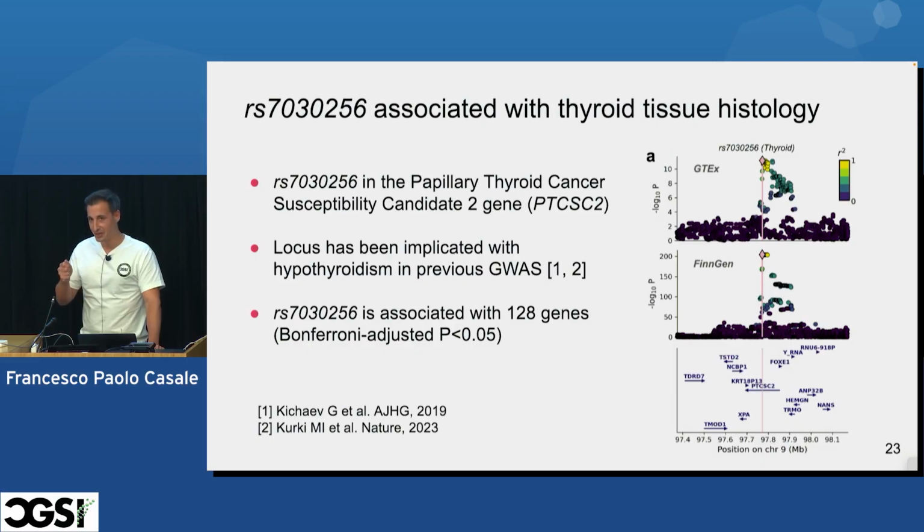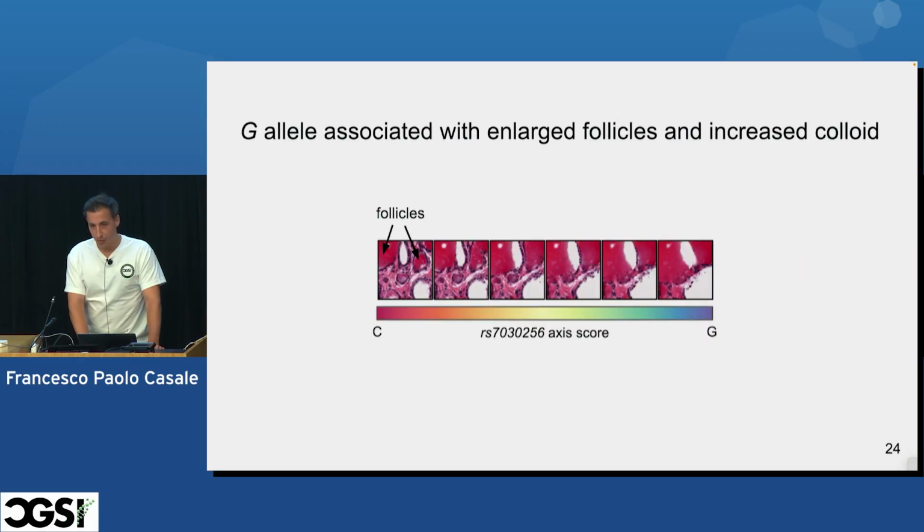This variant actually colocalizes with hypothyroidism in an independent GWAS in FinnGen. We also associated this variant with gene expression in the same tissue, and we find a module of 128 genes also regulated by this variant, with lots of convergent biology. But I think the novel thing is that now we can use the decoder to visualize what the variant does in the thyroid tissue.